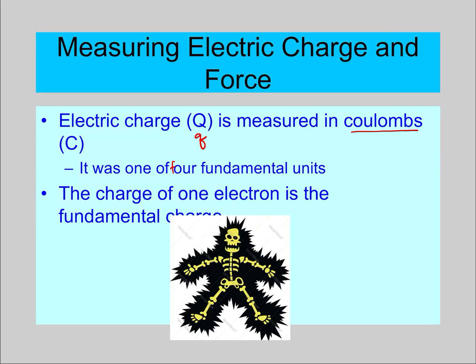The charge of 1 electron is the fundamental charge. So that value is 1 electron is equal to 1.60 times 10 to the negative 19th coulomb. Protons are also 1.60 times 10 to the negative 19th coulomb. They're equal and opposite, and that's the charge of 1 electron.